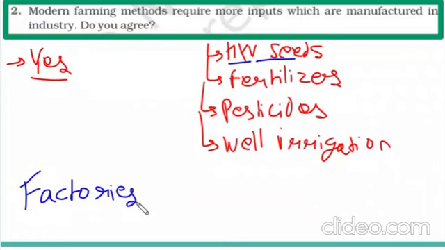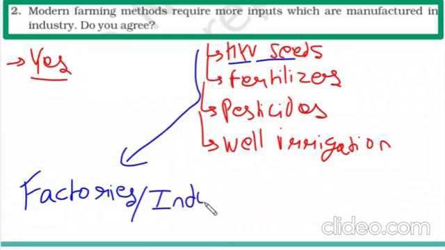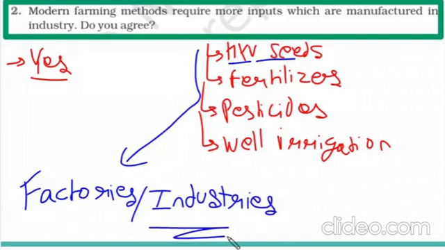We get them from the market. Next, fertilizers and pesticides again come from the factory. For irrigation also, the tube wells and electricity, again we use them, right? So when I talk about modern farming methods, the inputs like fertilizers, pesticides, tractors, proper irrigation, and all of these elements are manufactured in industries or factories only. So yes, we can say that modern farming methods require inputs which are manufactured in industries.